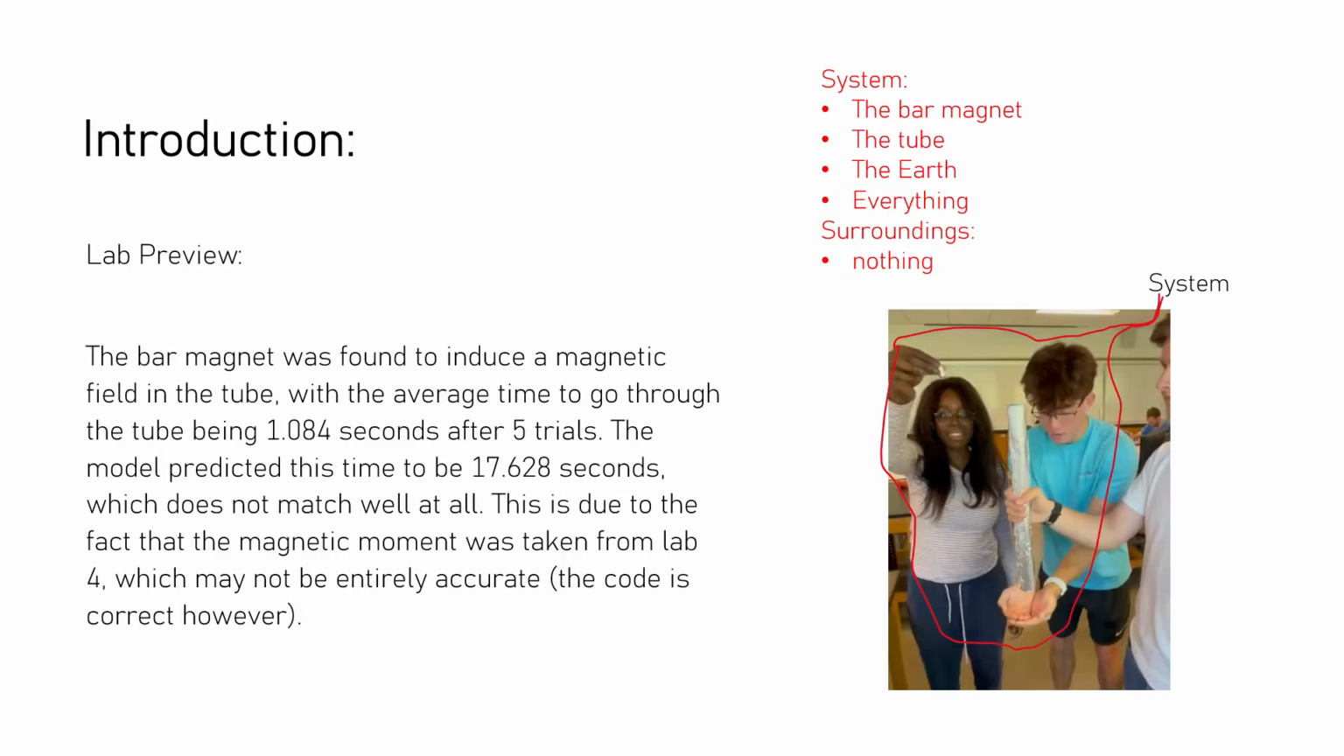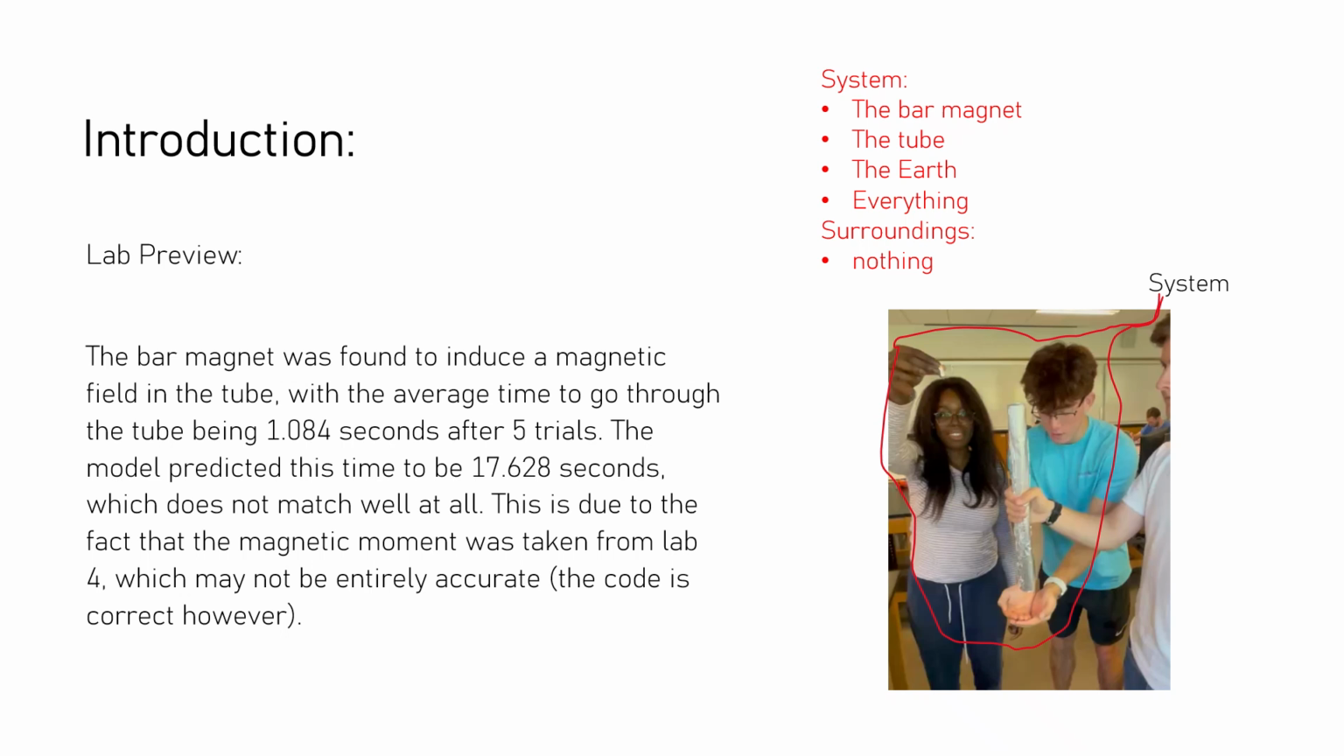As a preview of the results before going into the lab, the bar magnet was found to induce a magnetic field in the tube with the average time to go through the tube being 1.084 seconds after 5 trials, and the model predicted this time to be 17.628 seconds, which does not match well at all. And this is not a calculation error. It's because the magnetic moment was taken from lab 4, which may not have been accurate because of the experimental data, again, not calculations.